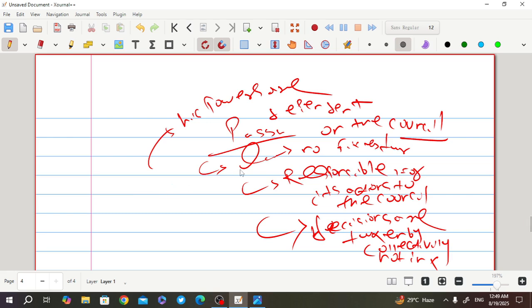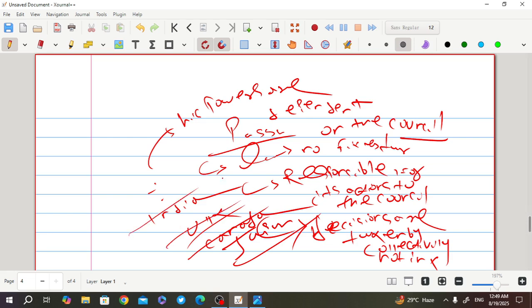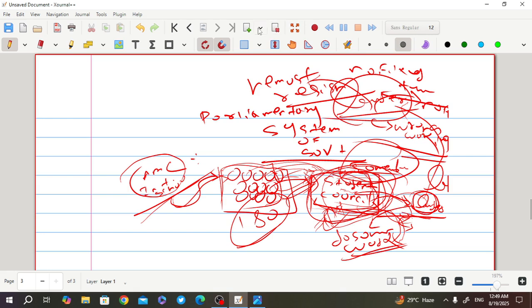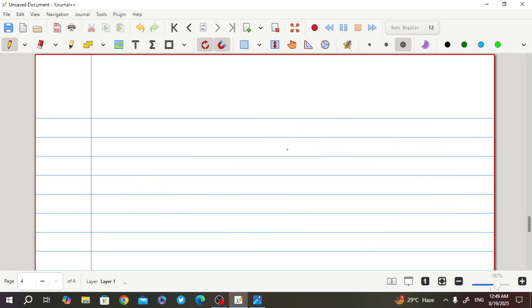This is the parliamentary system of government, which generally exists in this form in India, Canada, Japan. This is called the parliamentary system. Previously we discussed the presidential system. So know the difference very well.